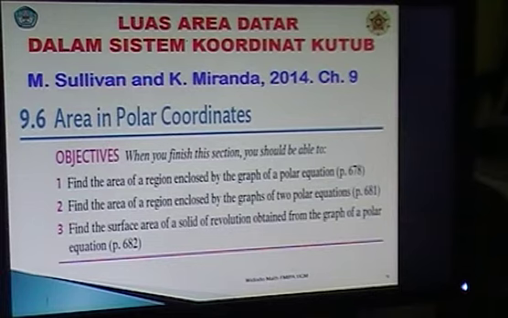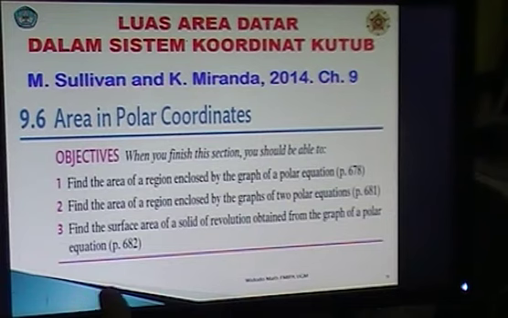If we take the reference, for instance, the book of Sullivan and Miranda, there are many descriptions of proving the formula of the area in polar coordinates. I just want to show you briefly. I don't want to go into detail because we already proved that. The most important thing is that if you look at other references, you can see some exercise, some approach, some proof, some example compared to the lecture note in our lecture.